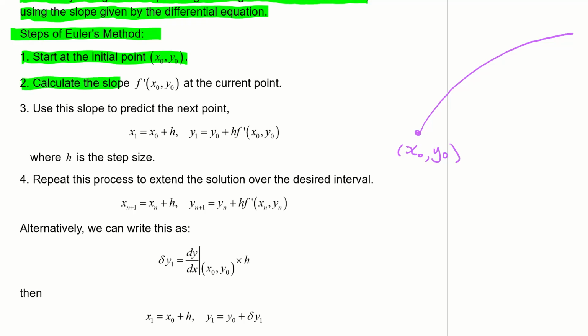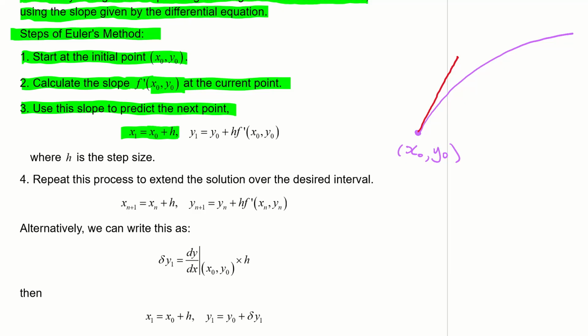We then calculate the slope f of x0, y0 at the current point. So that slope might go like this. I've probably drawn that a bit too far up. We can see the curve there. So it would be the actual tangent of the curve. That's probably not too bad. We use this slope to predict the next point.